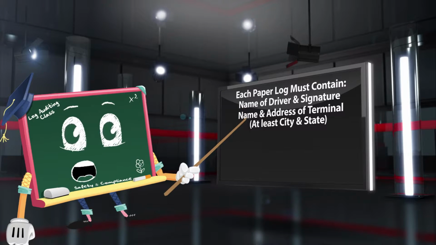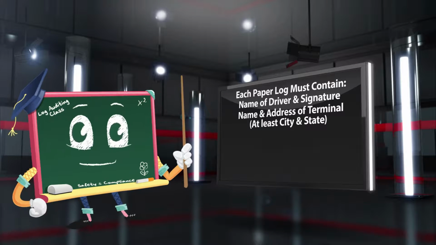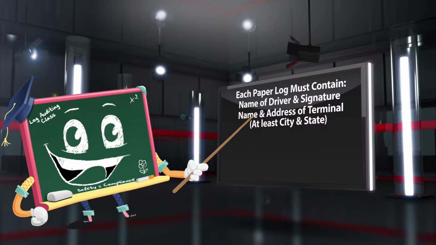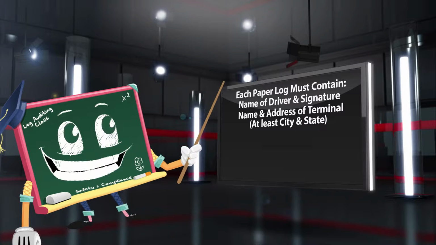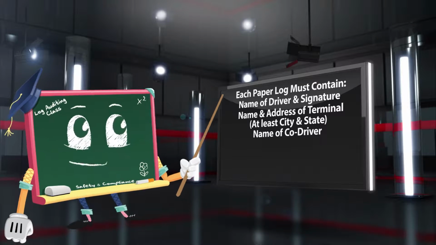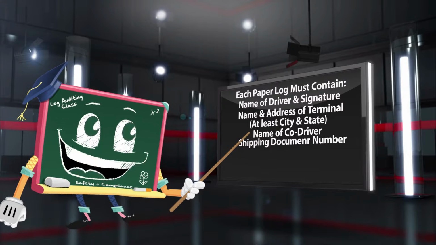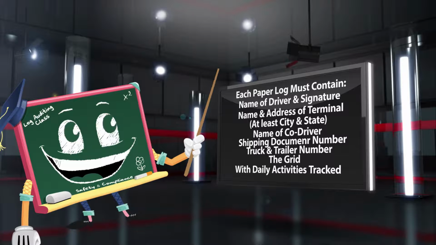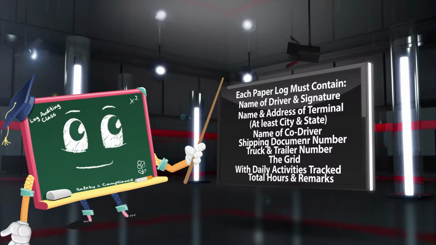Now, keep in mind when auditing that might be different than the actual main terminal of the company. If a driver operates out of their home, they might be in a different time zone than the main logs that you're auditing for that terminal. You also need the name of the co-driver if applicable, the shipping document number or name of the shipper and commodity, the truck and trailer number, the grid with the daily activities tracked and total hours, as well as remarks.